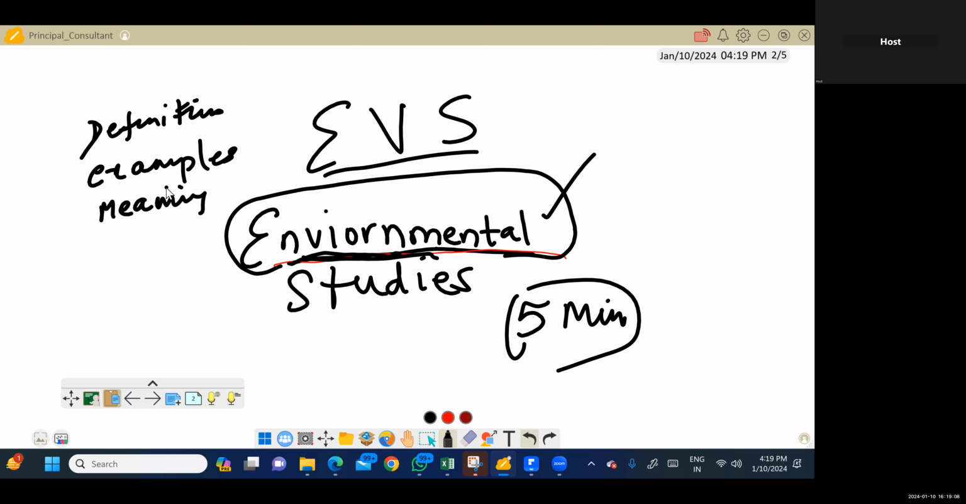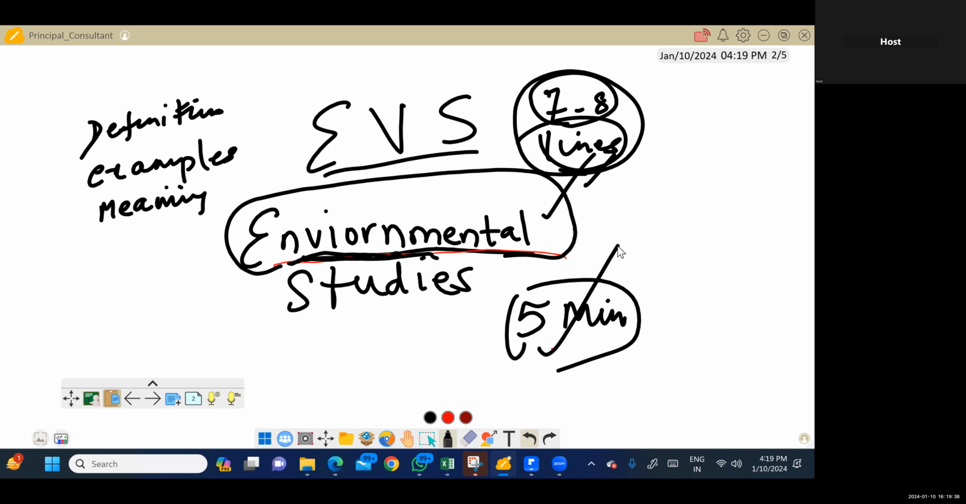So I'm giving you 5 minutes on a notebook. Write down at least 7 to 8 lines about environment, and let me know. Everyone will read from the notebook what you have written about environment. I want to see how much you have understood, how well you can explain to me about environment in 7 to 8 lines. Your 5 minutes starts now.